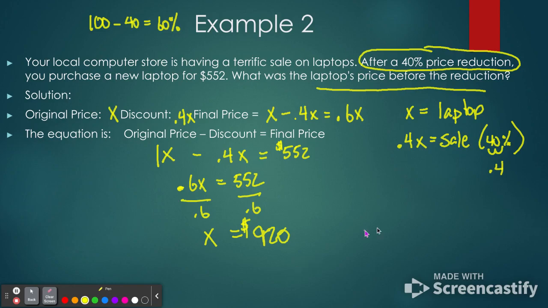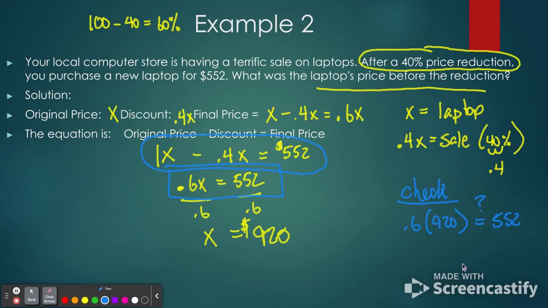The last step is to plug that back into the problem. We could use the original equation, which is kind of silly because we'd have to plug in x twice, or we could use this equation because it's exactly the same thing in a simplified form. So when we check, we take 0.6 times 920. 60% of the original price should be equal to the sale price.